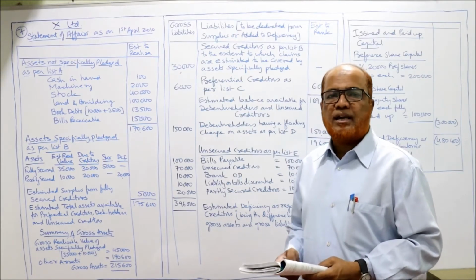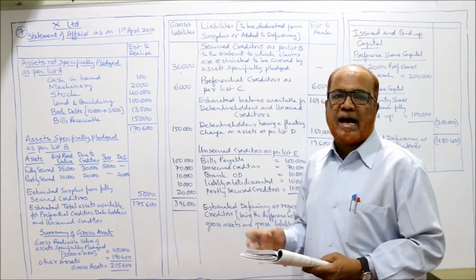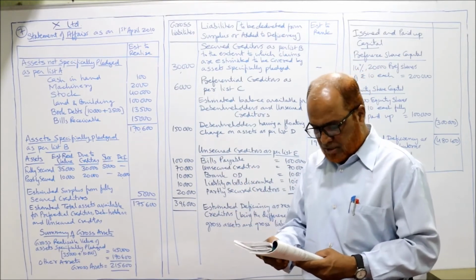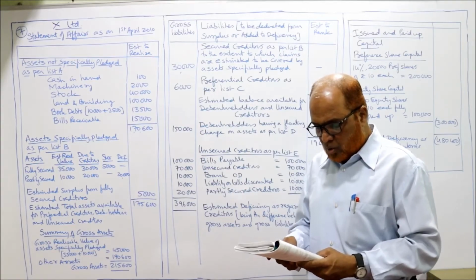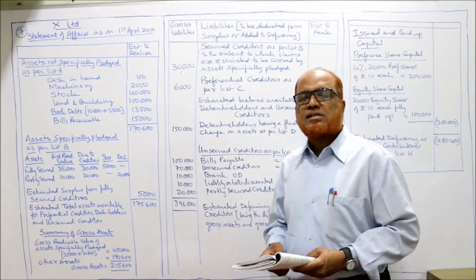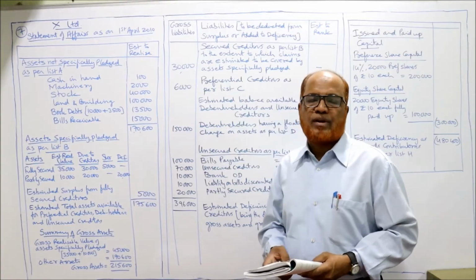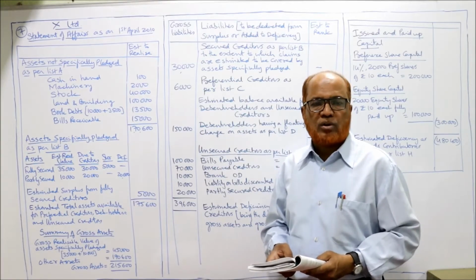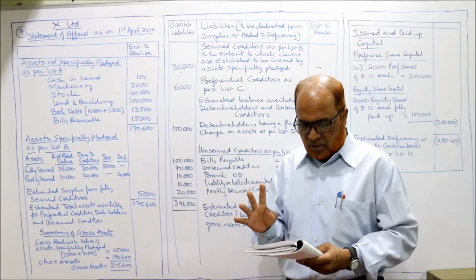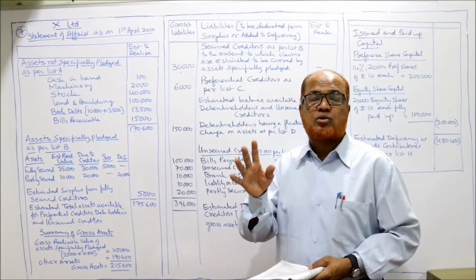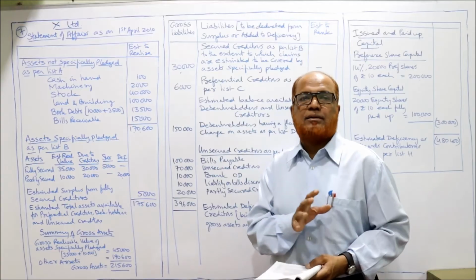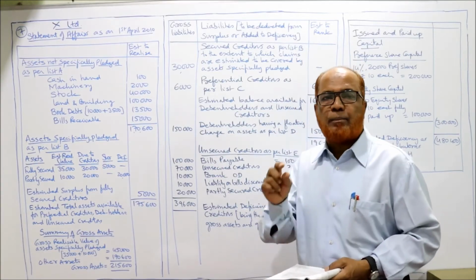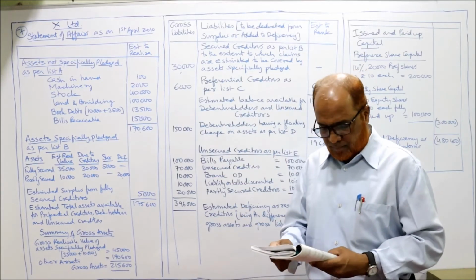Bills receivable in hand, list A, that is an asset not specifically pledged. Bills discounted 40,000, one bill for 10,000 known to be bad. Already this company has discounted bills with the bank, 40,000. But out of 40,000, one bill of 10,000 rupees is expected to become bad. So this 10,000 rupees is going to be a liability. Unsecured creditor, liability on bills discounted 10,000.